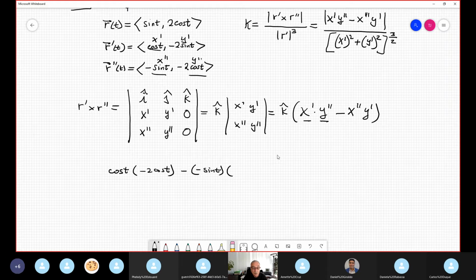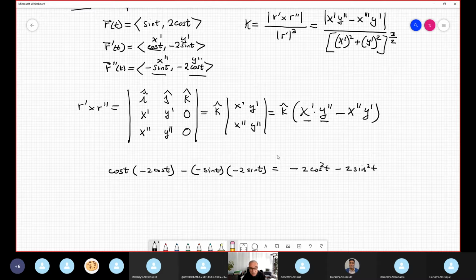Multiplication by y prime, which is minus 2. Minus 2 sine square. So basically it is minus 2 cosine square t. We have 3 minus also, minus 2 sine t, 2 sine square t. Okay. So basically, you factor out 2.